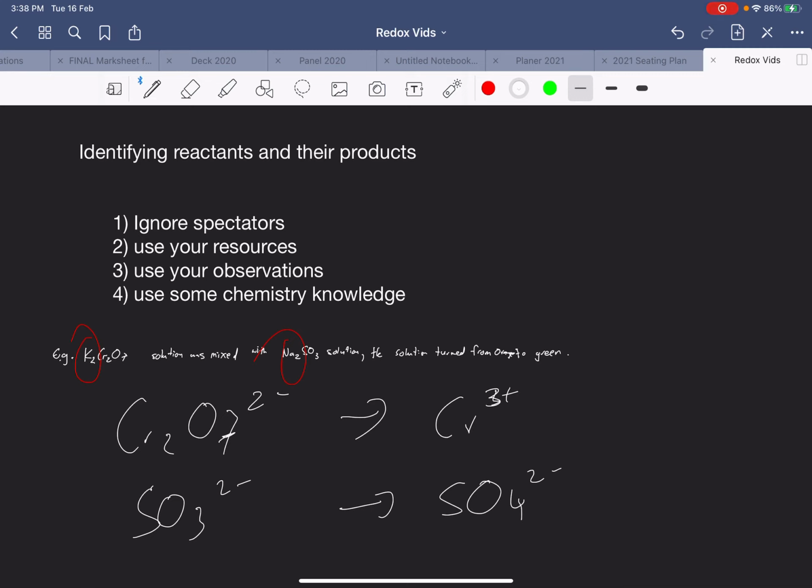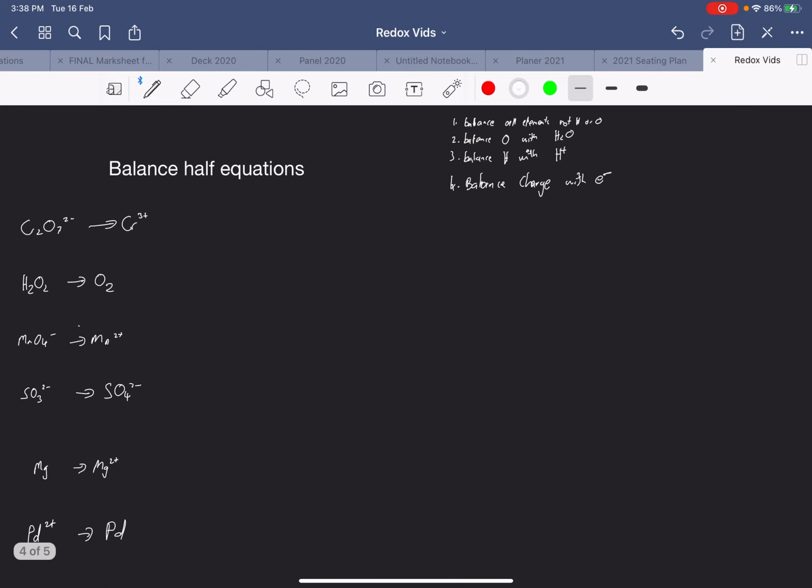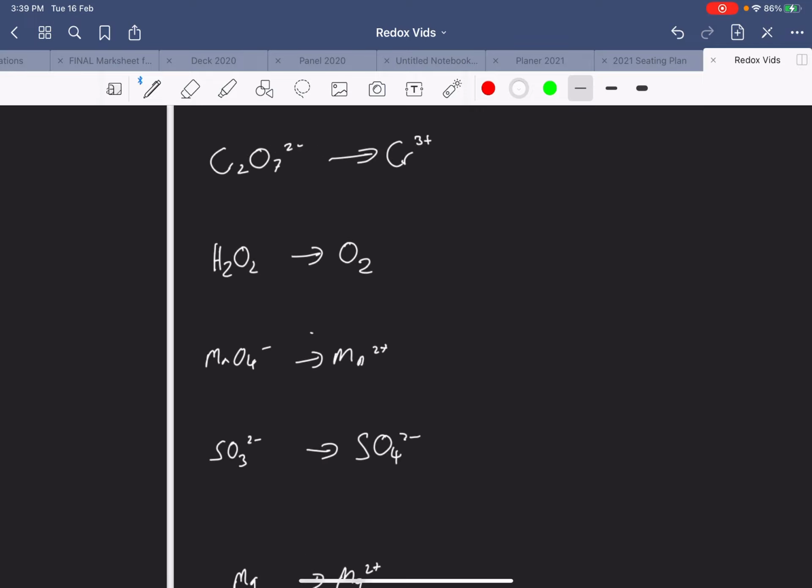Moving on. So, to balance these equations, let's go into the next step. Once you've got that right. Okay, half equations. We're going to work through a bunch of examples. There are 4 main steps to this. You're going to balance everything in the equation that's not hydrogen or oxygen. You're going to balance oxygen with water. And then you're going to balance hydrogen with H+. And lastly, you're going to do electrons to balance the charge. So let's go into this one.